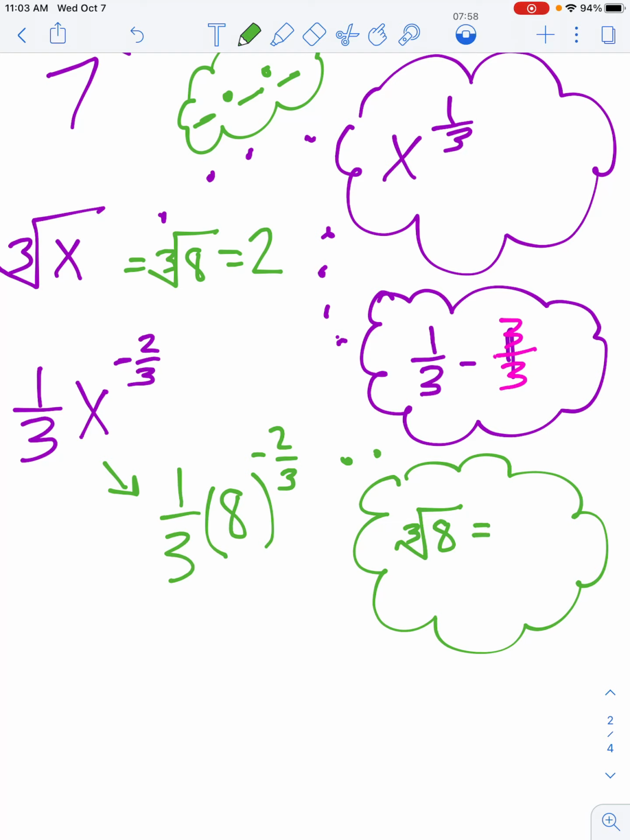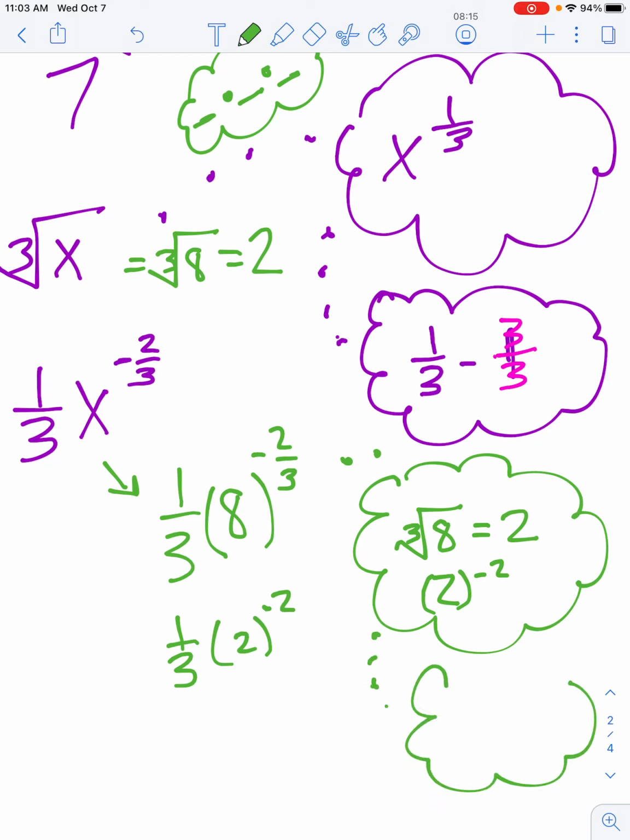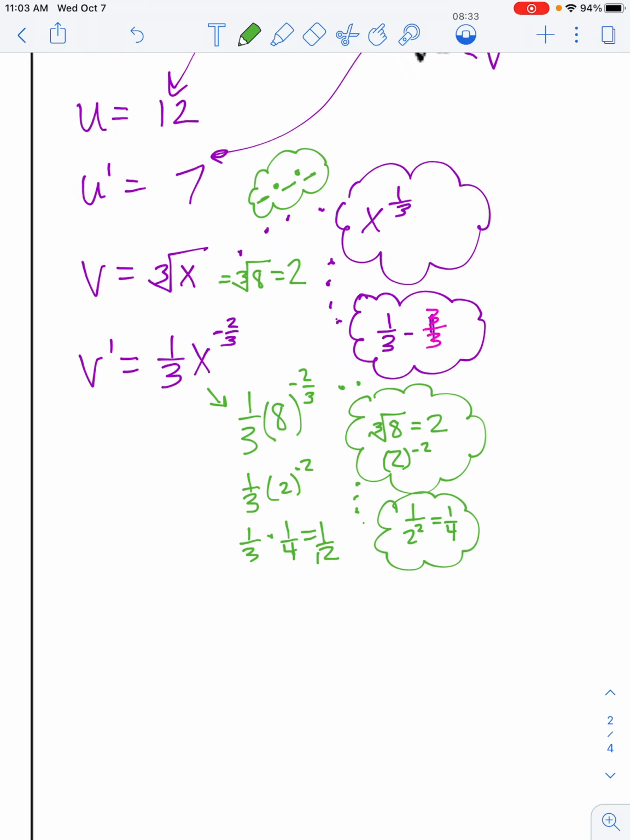Okay, so we know the cubed root of 8, like above, is just 2. So I really have 2 to the negative 2 power. So this is really 1/3 times 2 to the negative 2 power. And we know that 2 to the negative 2 power is like 1/2 squared, right? We can move it to the bottom and make it a positive power. So that's 1/4. So this is really 1/3 times 1/4, which is 1/12. Like I said, it was a little more thinking. But we finally got there.